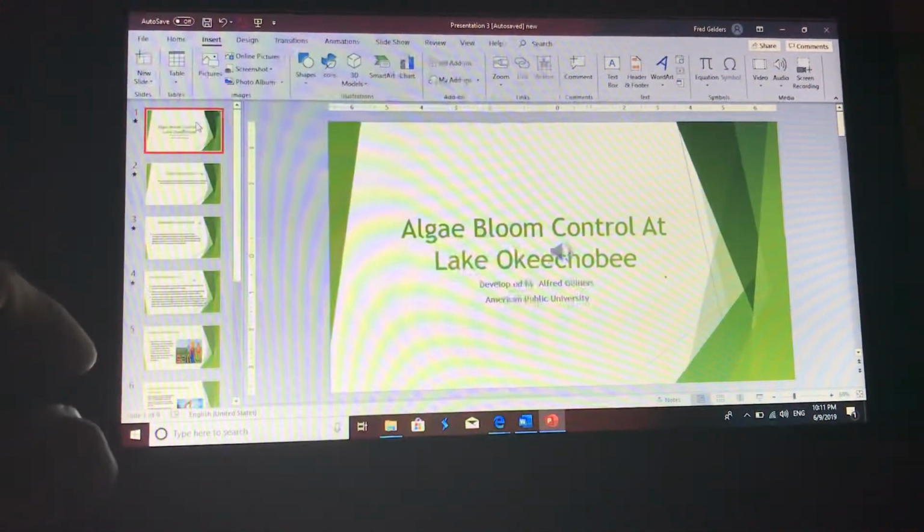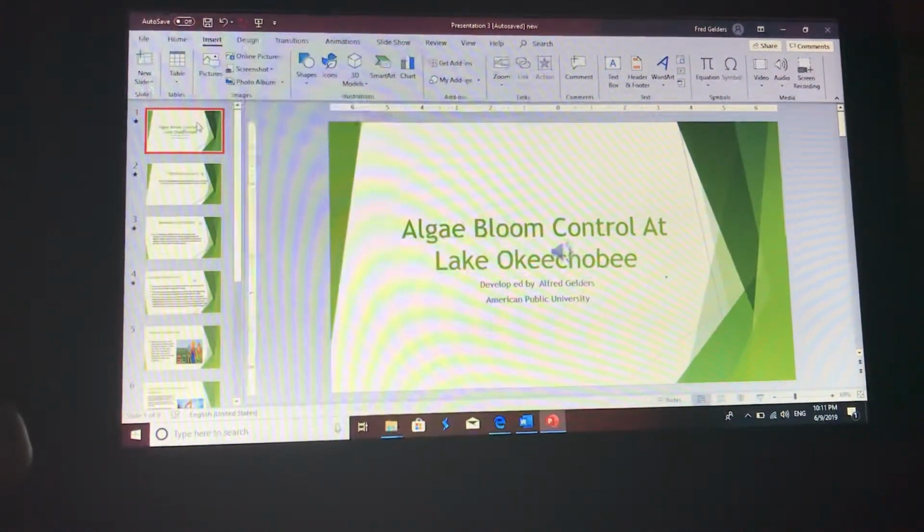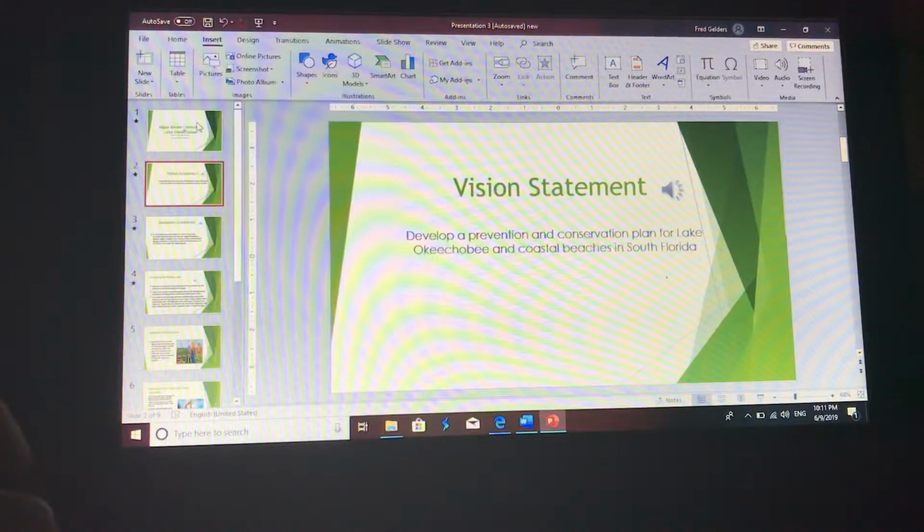Hello, this is Algae Bloom Control at Lake Okeechobee, developed by Alfred Guelders at American Public University. The vision statement is to develop a prevention and conservation plan for Lake Okeechobee and coastal beaches in South Florida.